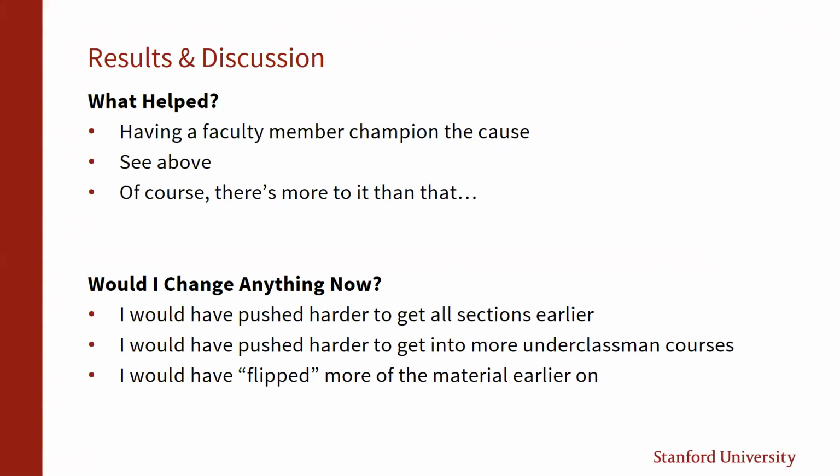And then as I reflect on this, would I have changed anything? I think, yeah, there are things that I would have changed. I would have pushed harder to get in all the sections earlier. I'd pushed a lot harder, actually. And I would have pushed a lot harder to get into more of the underclassmen courses. In general, I was pretty successful at getting into mechanical and bioengineering classes, which would allow me in time to scaffold. So I could scaffold knowledge and introduce students to the academic literature at an earlier point in their careers.